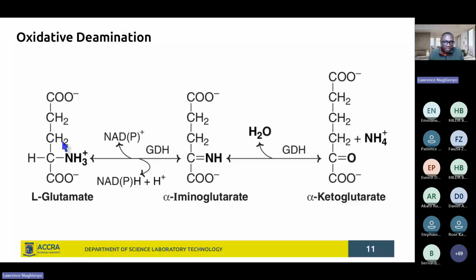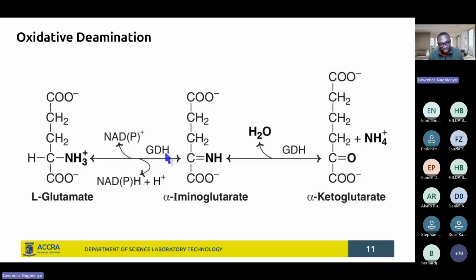Here we are seeing the removal of the amine group, which is bold in L-glutamate. In that process, there is some nicotinamide adenine dinucleotide acting, and the enzyme acting there is glutamate dehydrogenase, GDH. Remember, this is deamination, removal. When we were looking at transamination, the enzyme was transaminase. Here it is glutamate dehydrogenase, so that is an oxidoreductase.